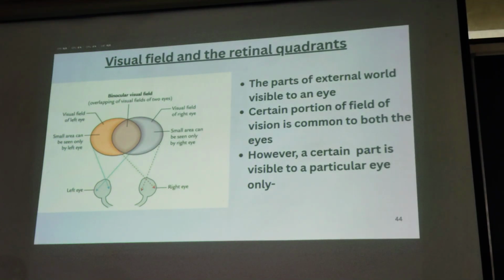Now further, for making it easier, we have divided the retina as well as your visual field into 4 quadrants.